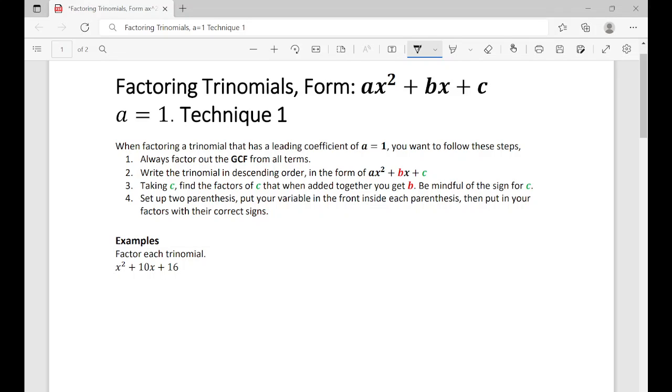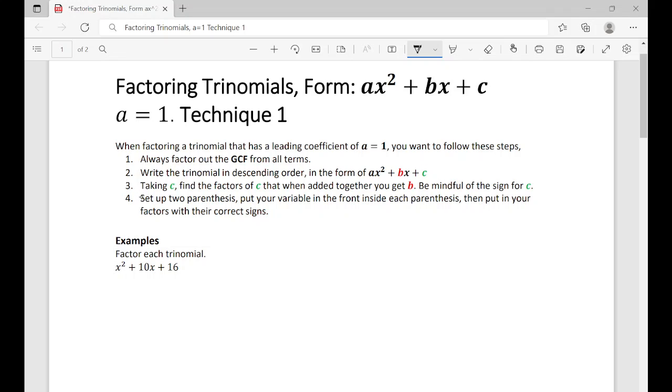When factoring a trinomial in the form of ax squared plus bx plus c, and the leading coefficient a is equal to 1, you want to follow these steps. First, as always, factor out the GCF from all terms so it makes everything a little bit simpler to work with. Next, make sure to write the trinomial in descending order in the form of ax squared plus bx plus c. And then now here's how you factor.